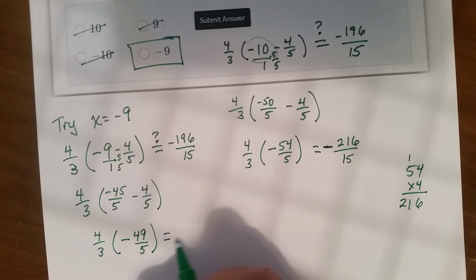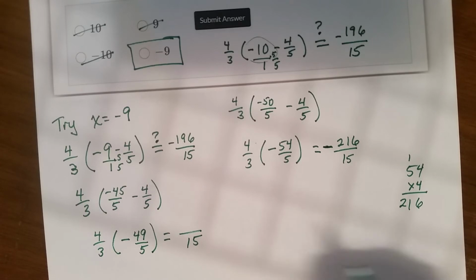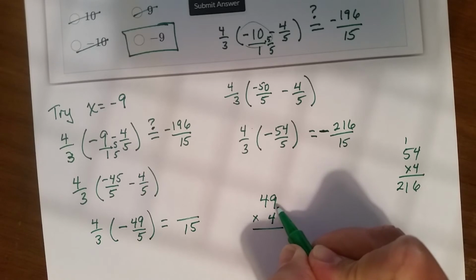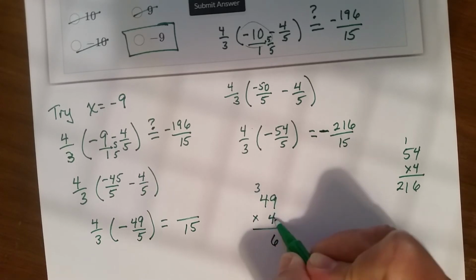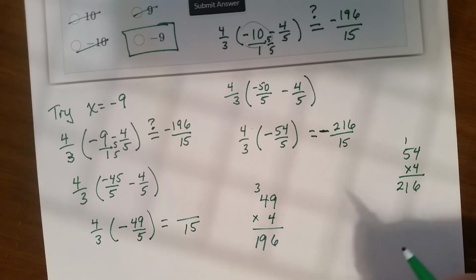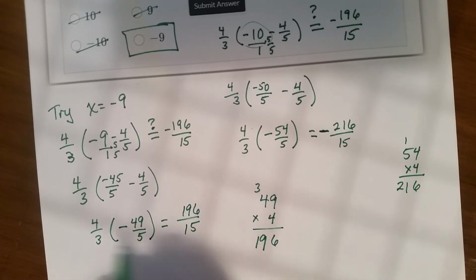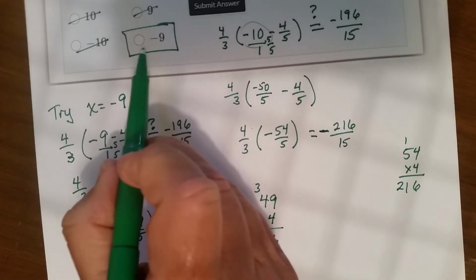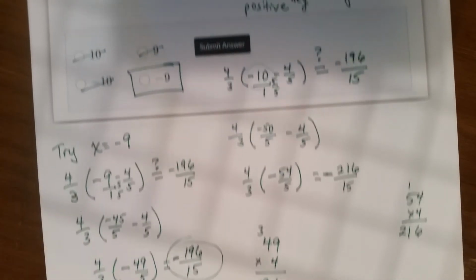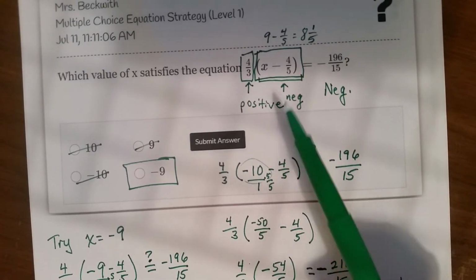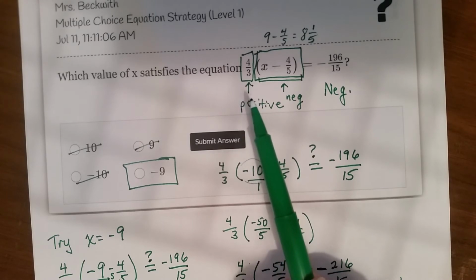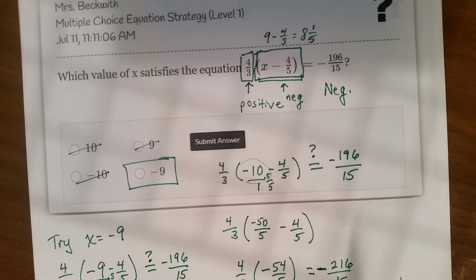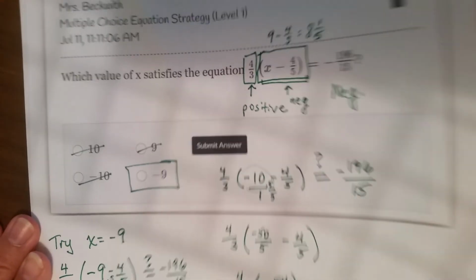And let's just see what that equals. So my denominators, 3 times 5 is 15. Now if I take 49 times 4, 4 times 9 is 36, 16, 17, 18, 19. Wow, bingo! That's 196. And then a positive times a negative is a negative. And that is the answer that we want. So again, that verified that negative 9 worked. But the strategy here, if we go back to the original problem, look at what your answer is. If it's negative, you're going to have one of each.